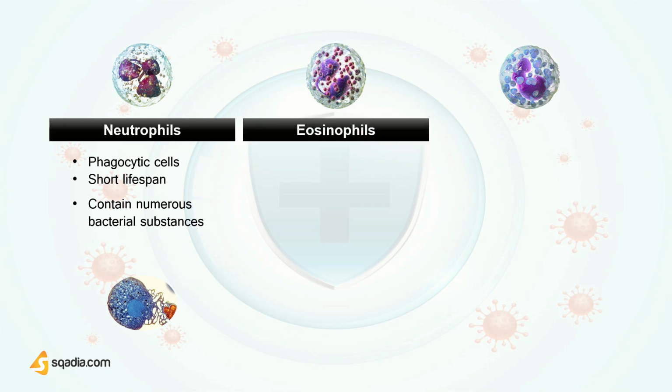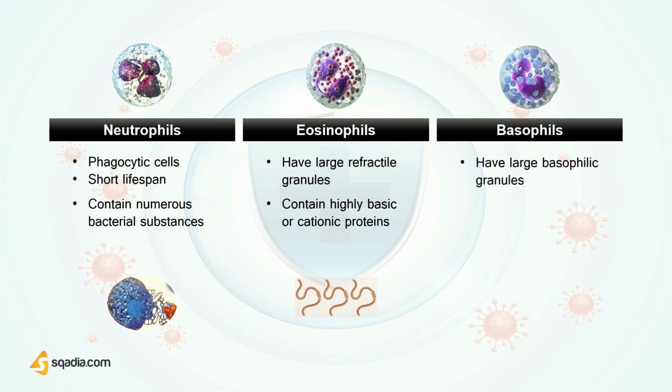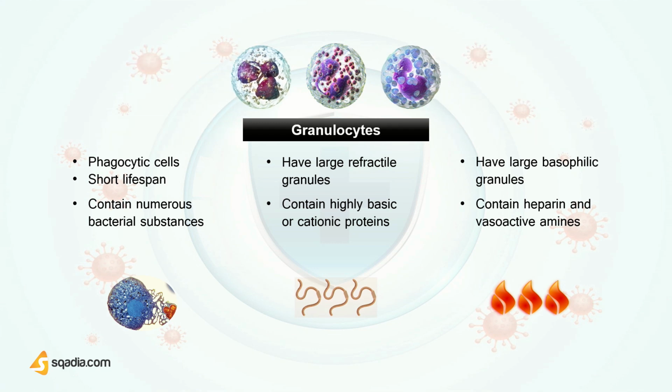Eosinophil is a leukocyte with large refractile granules that contain a number of highly basic or cationic proteins. These are possibly important in killing larger parasites, including worms. Basophils have large basophilic granules that contain heparin and vasoactive amines. These are important in the inflammatory response. Now, these three cell types are often collectively referred to as granulocytes.